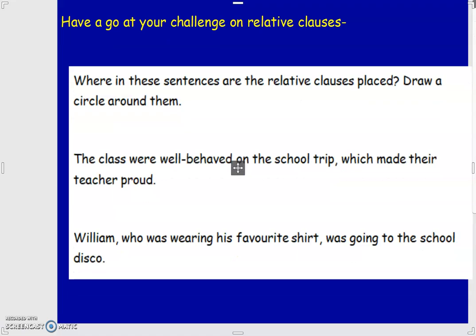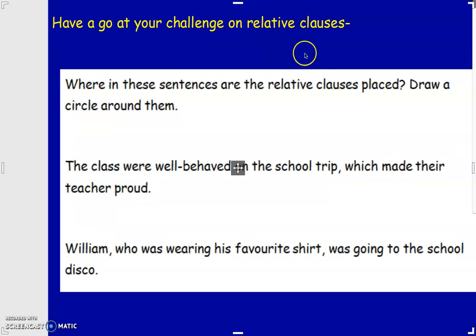So, next one, I want you to have a go at your challenge on the relative clauses. Where in these sentences are the relative clauses placed? Draw a circle around them. So the class were well behaved on the school trip, which made their teacher proud. William, who was wearing his favourite shirt, was going to the school disco. So pause the video here, have a go, and then play it again when you're ready for me to show you the answers.